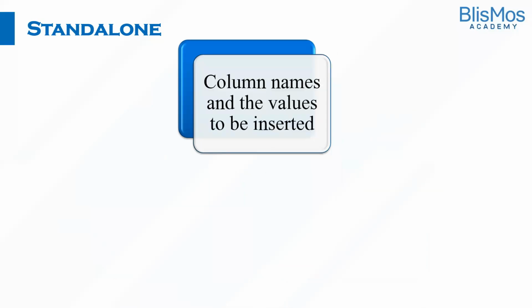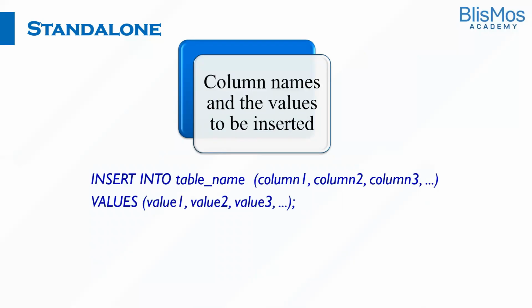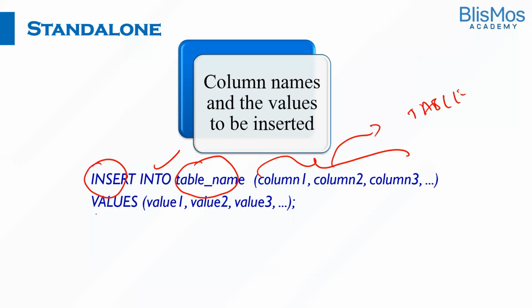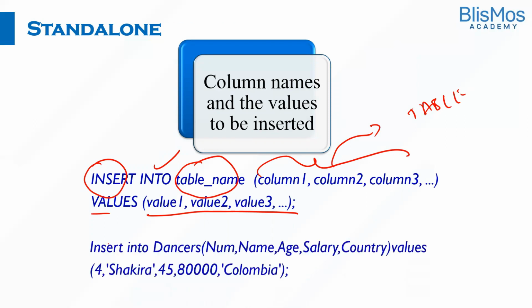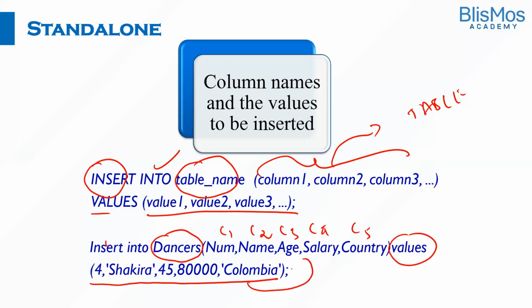In case where you have to specify the column names and values to be inserted, this is the syntax where we say insert into, provide the table name, and we specify all the columns which are there in a table and we specify the values. Taking an example here, we are inserting the data into dancers table and we are specifying the column names. Number is a column name, name is a column name, age is a column name, and country is a column name. And we are providing the values to be inserted into these columns.